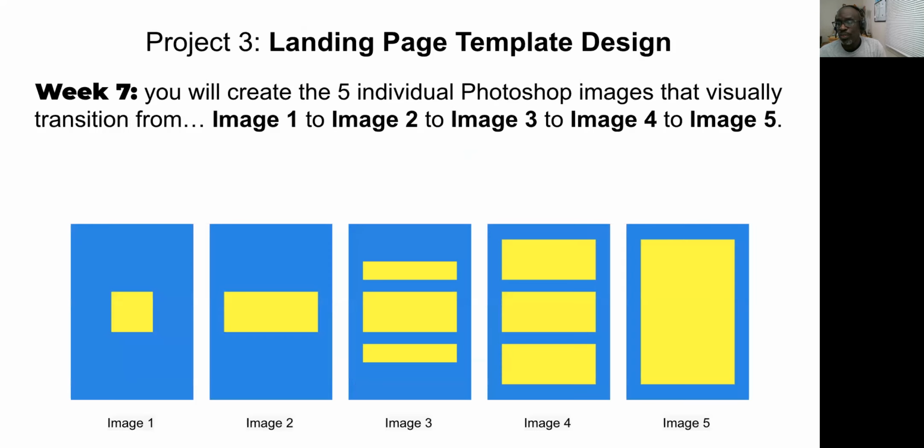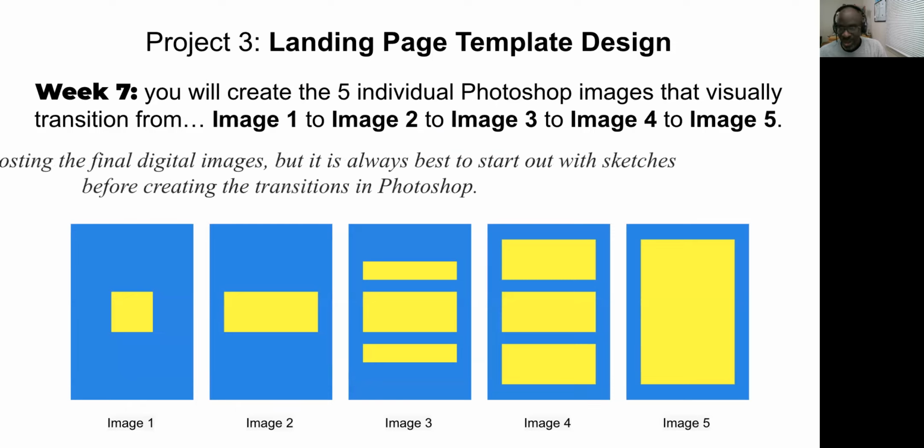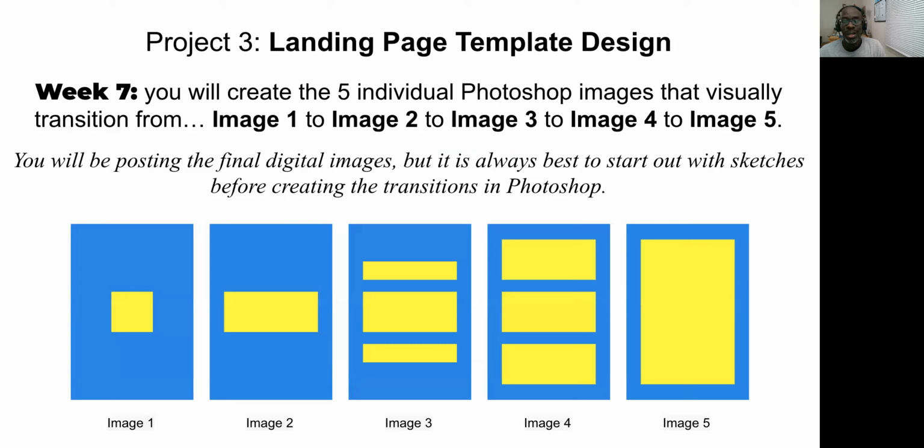So you're going to create 5 individual Photoshop images. You already have the first one, which is the last one in the transition from image 1 to 2 to 3 to 4 and to 5. Of course, the finals are going to be digital, but you always want to do your sketches. So let's just take a quick look to see what that might look like.